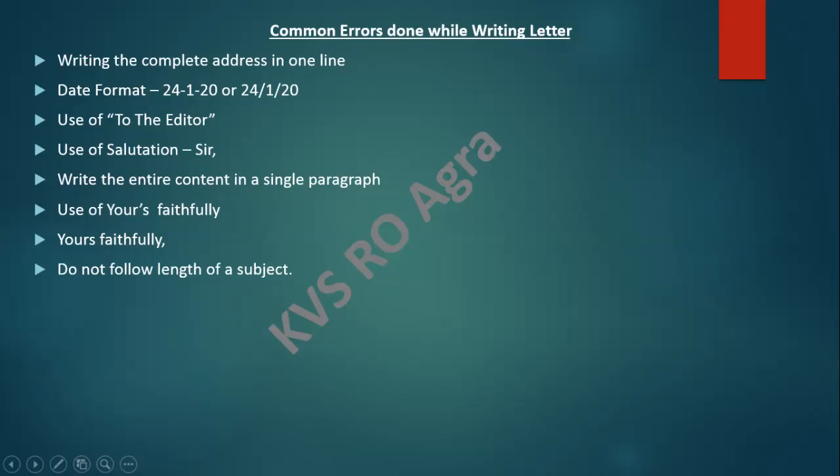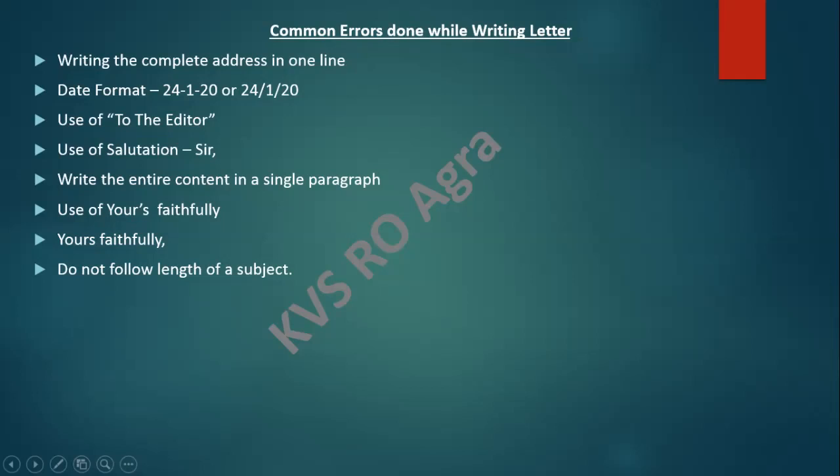Then the format of the date. Usually children write it in this way, 24-1-20 or 24/1/20. This is wrong. This should not be used. It should be written as I have told you earlier. Then the children use "to the editor." Two words should not be used. It should be "the editor." Then the use of salutation, Sir. After Sir, they use a comma. A comma should not be used.